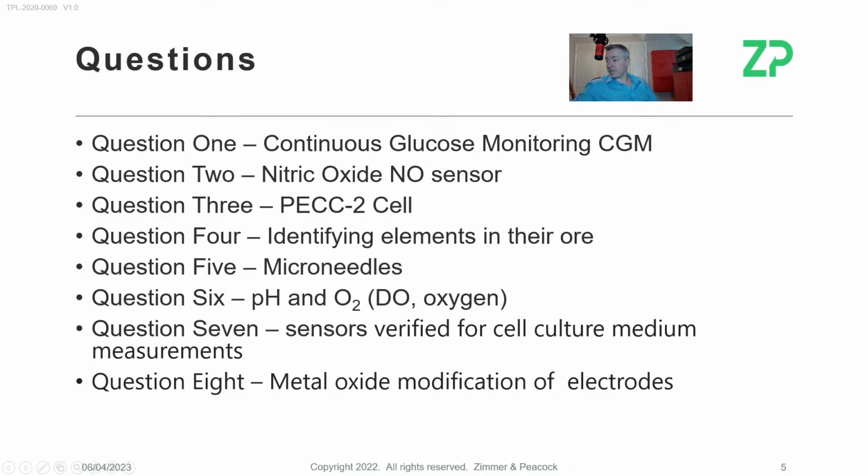Somebody did ask about metal oxide modification of electrodes. I mean, this is fairly straightforward, and we will cover that today as well.